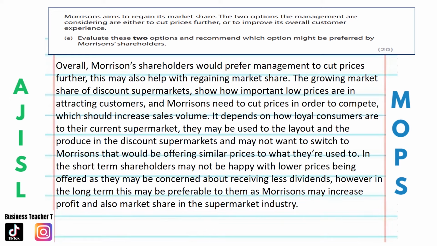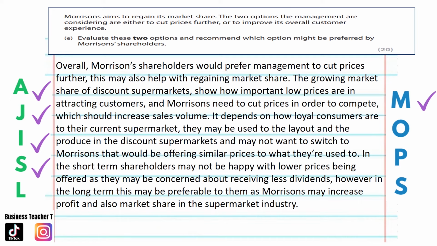Overall, Morrisons' shareholders would prefer management to cut prices further. This may also help with regaining market share. The growing market share of discount supermarkets shows how important low prices are in attracting customers, and Morrisons needs to cut prices in order to compete, which should increase sales volume. It depends on how loyal customers are to their current supermarket. They may be used to the layout and the produce in the discount supermarkets and may not want to switch to Morrisons that would be offering similar prices to what they're used to.